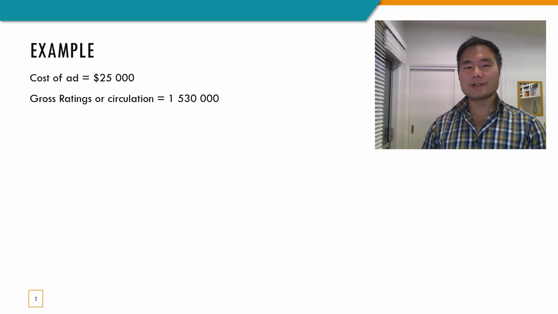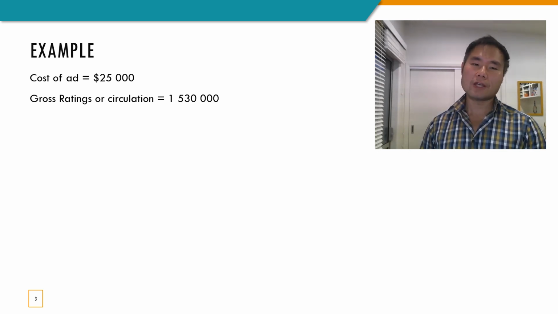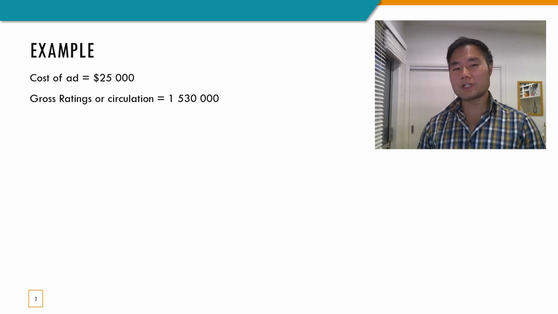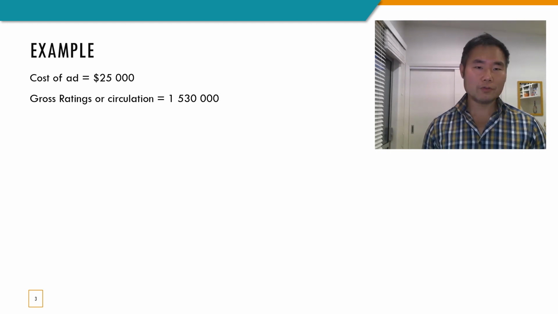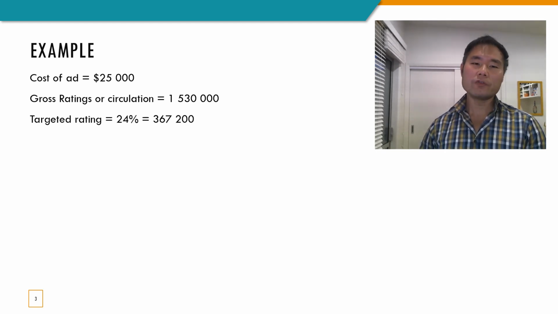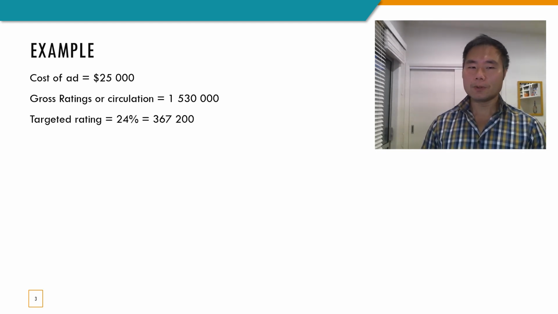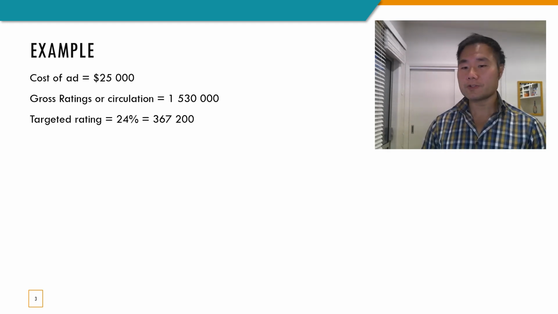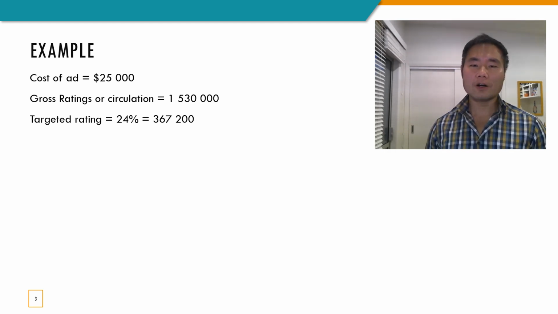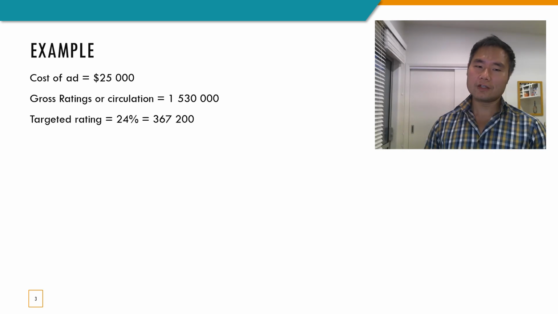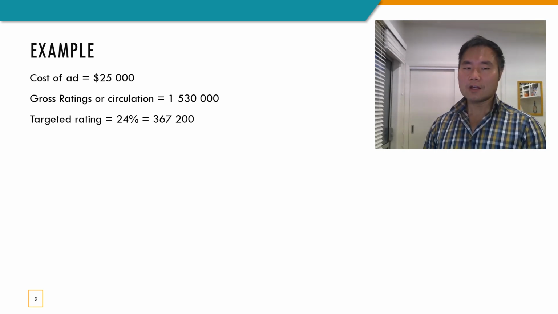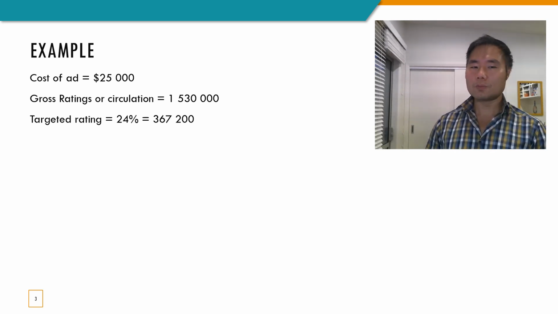Okay, moving through this example. So it costs $25,000 to advertise in this magazine, which has a subscription of 1.53 million people. But let's say of those 1.53 million people, only 24% are in the target market that you're actually interested in communicating with. So that is 367,200 people.